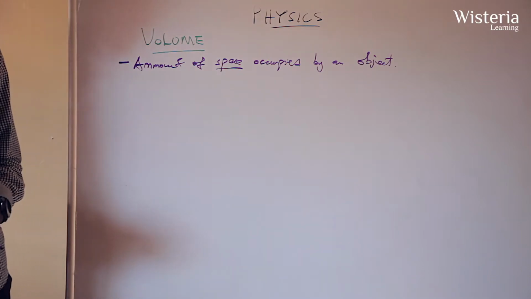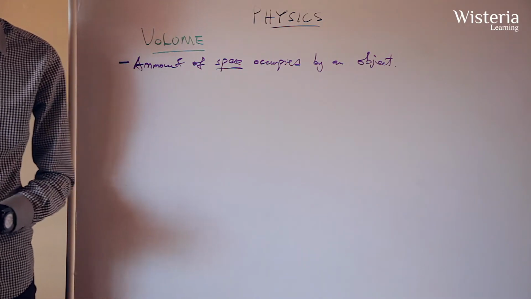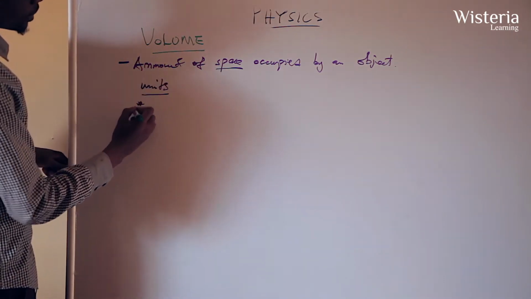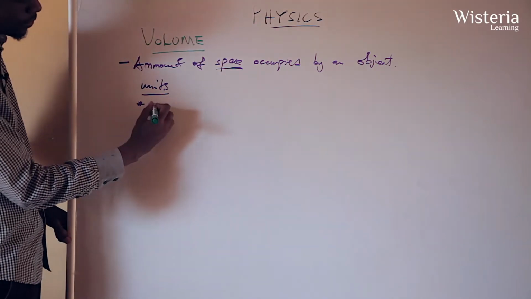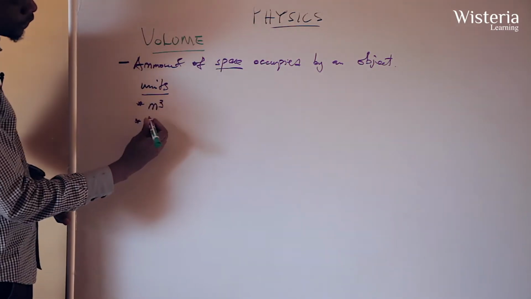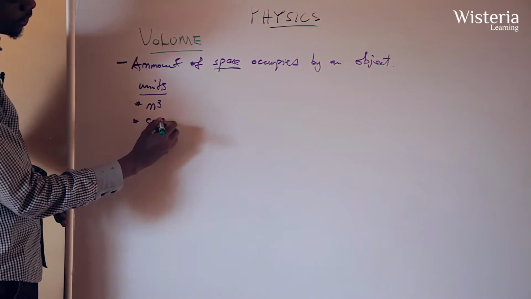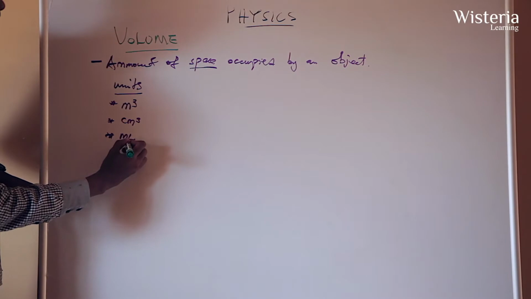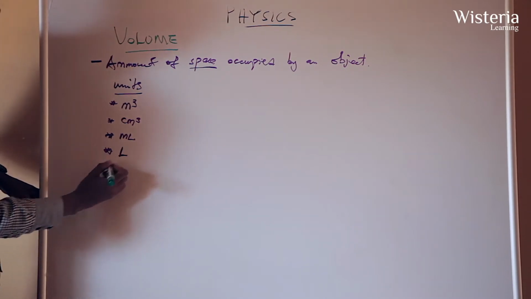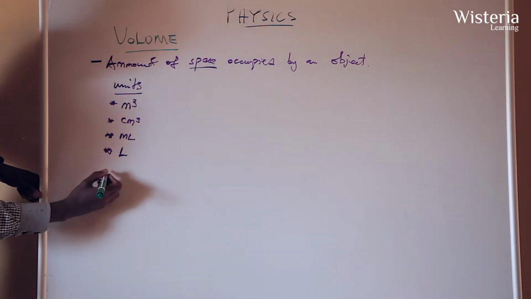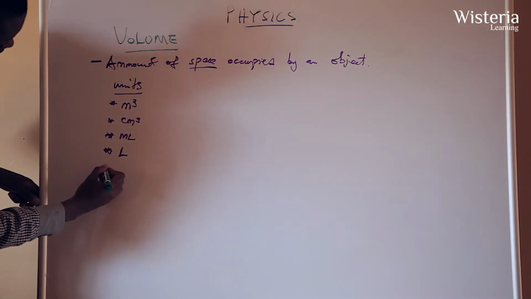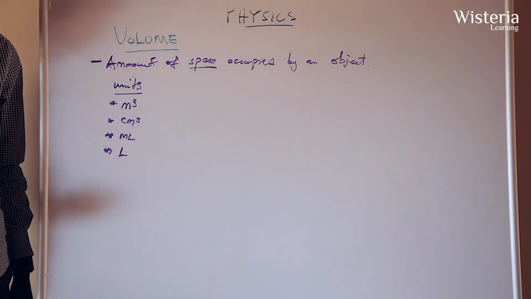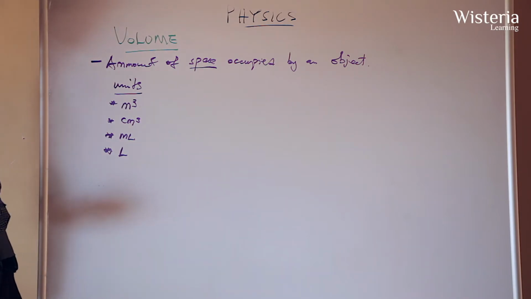So we can measure volume in different units. You can measure volume in meter cubed, in centimeter cubed, in milliliters, in liters too, to mention but a few. So these are the different units in which we can measure volume.